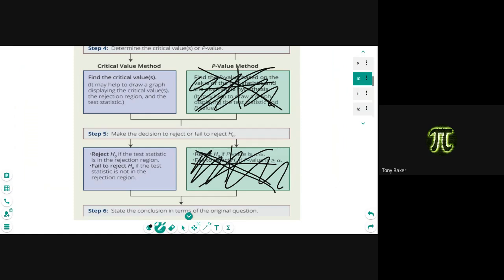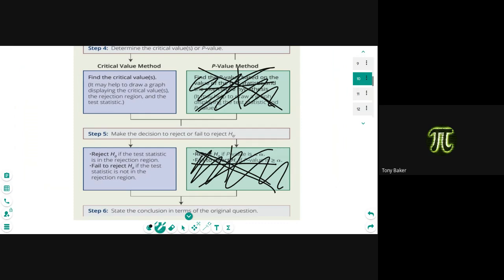Once we've found our statistics, we're going to find the critical values. This is where I gave you those little sticky notes and making the bell curves, because this is where that's going to really come in handy. When you're drawing them out, you can mark where your rejection region is and where your failure to reject region is. So this way you can easily look at it and go, oh, okay, I'm rejecting or I'm not rejecting.